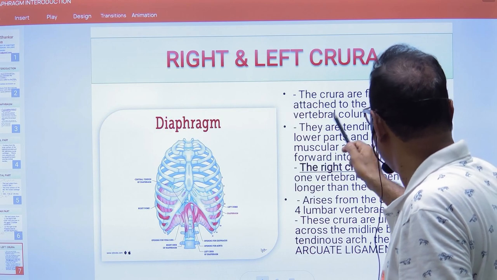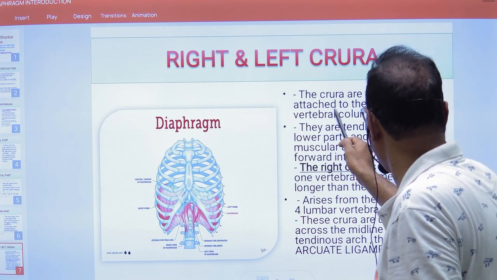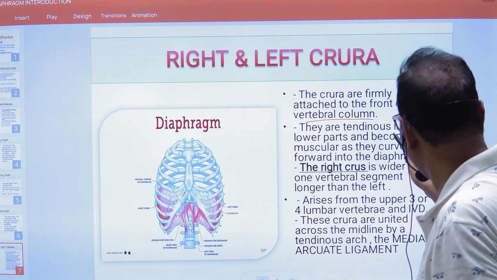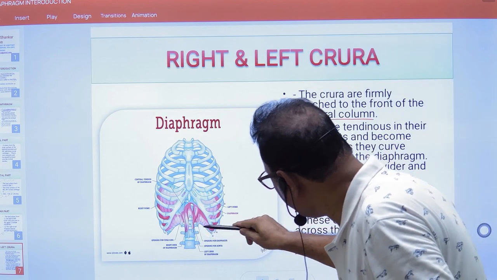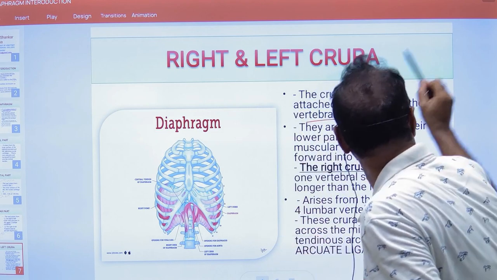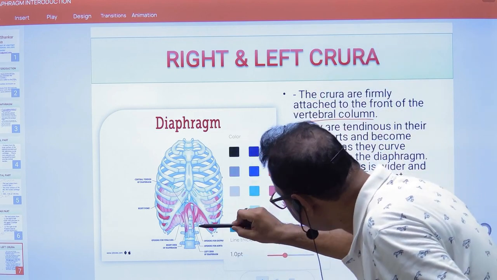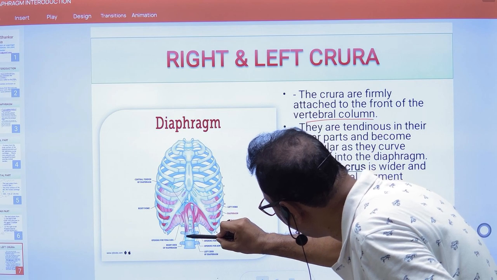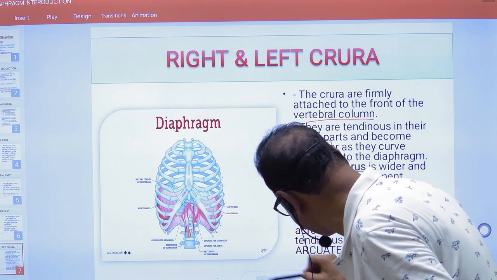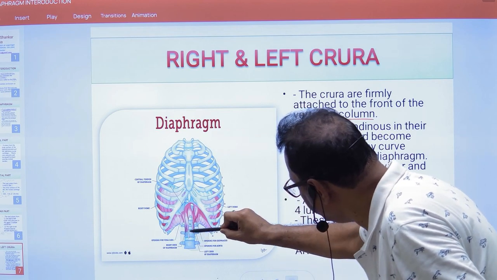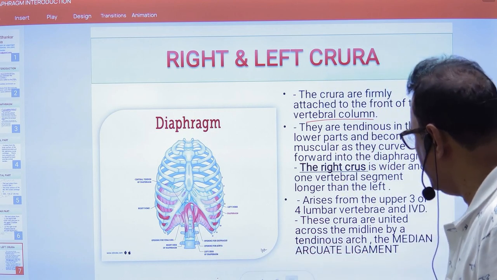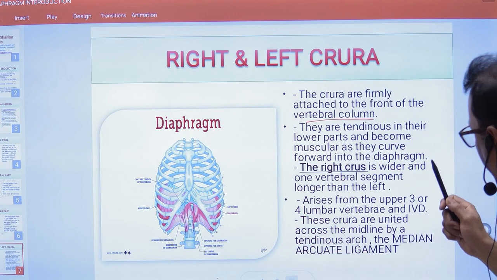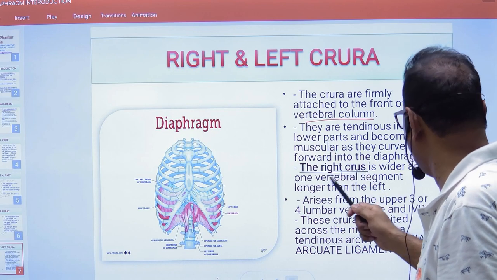To the right and left, the crura are firmly attached to the front of the vertebral column, which we have seen. They are tendinous in their lower part and above become muscular. In this diagram, you can see this portion looks tendinous. To begin with, they are tendinous and soon become muscular. The initial attachment is tendinous and finally it becomes muscular.